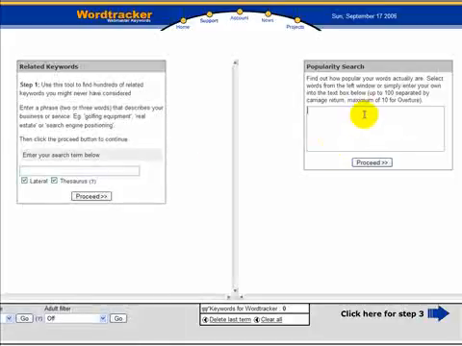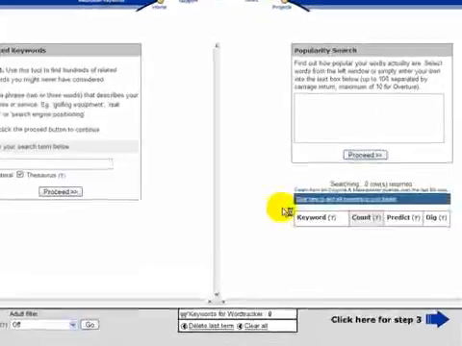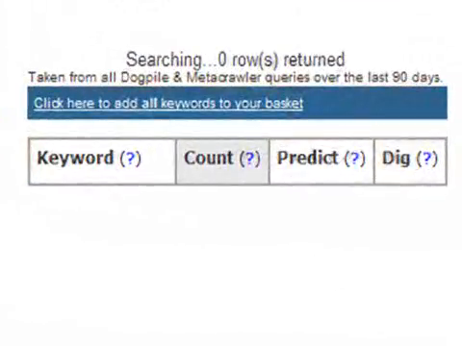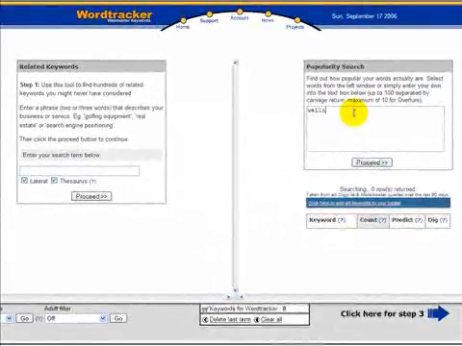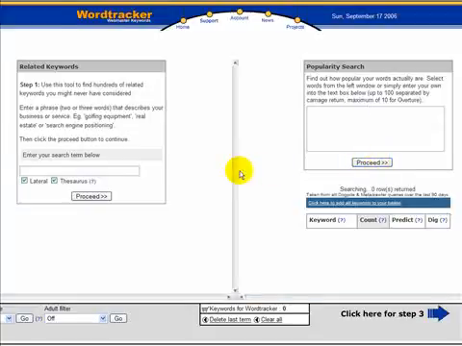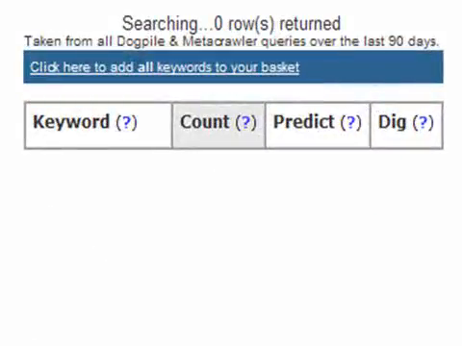We're going to go over here to this side for popularity search. We want to see how many people are really searching for Wellness Monitor. And we'll click Proceed. Wow, look at that. Word Tracker showing that there's been no searches for Wellness Monitor in the last 90 days. How could that be? Let's try the plural. Same results. No one has searched for this term.